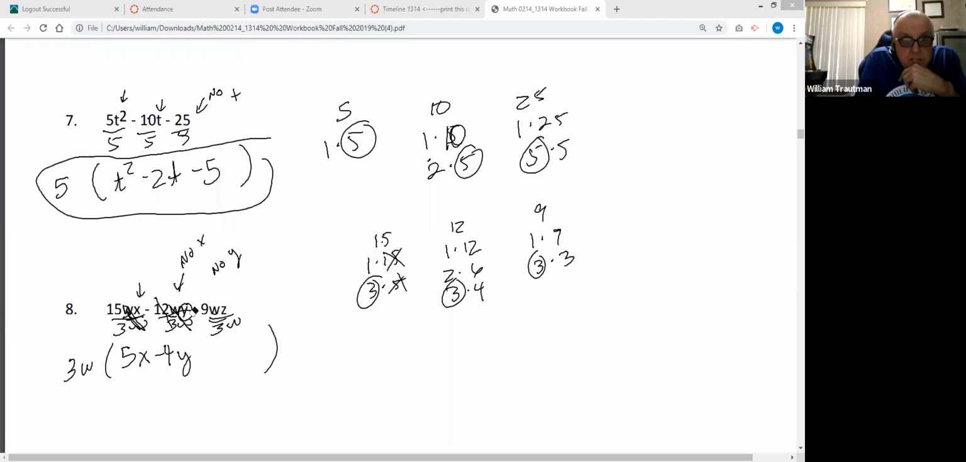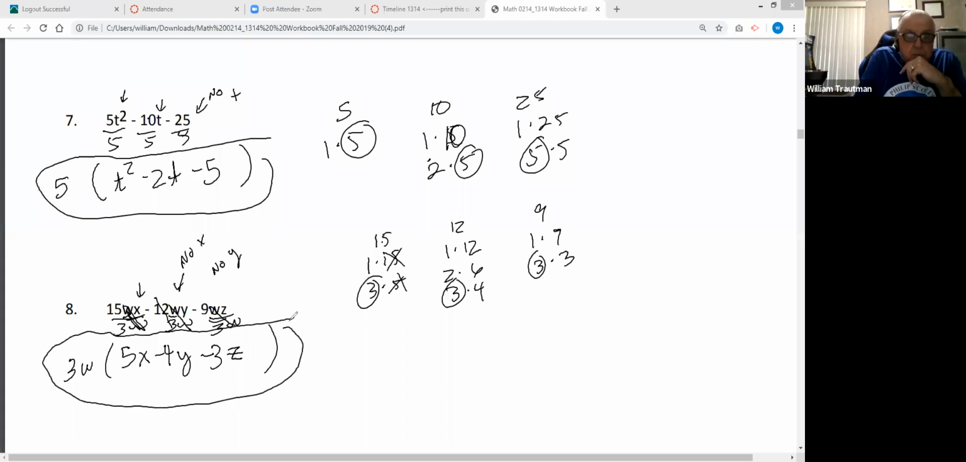I can't see that. Is that a negative? Yeah. Negative 9 divided by negative 3 is a negative 3. The W's cancel, and we're left with a Z. This is the answer. You can only factor out if they're in all 3.